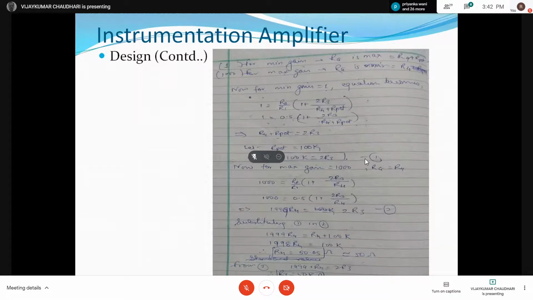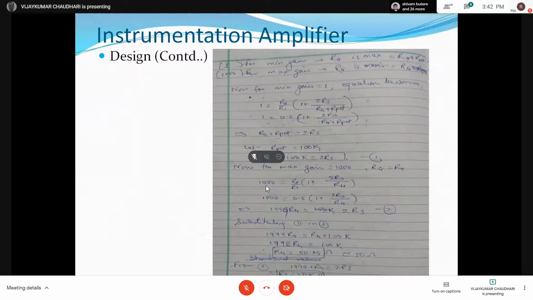Let's assume that the potentiometer, a variable potentiometer that consists of Rg, is 100K. Assume it to be 100K. So if it is 100K, then R4 plus 100K is equal to 2R3, and this will be equation number 1.